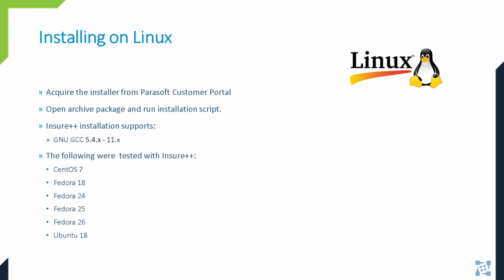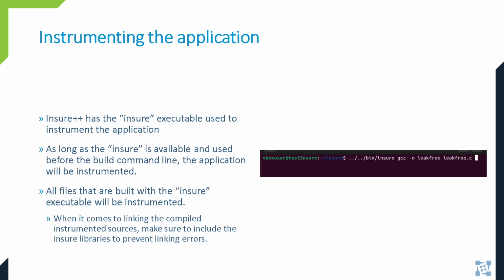The bare minimum is to have a compiler that we support. The following Linux flavors were officially tested with Insure++. What's being listed does not necessarily show what's fully supported. You can use the Linux flavor of your choice, and as long as you have the compiler that we support, it should install just fine. If not, go ahead and let our support team know, and we can work with you there.